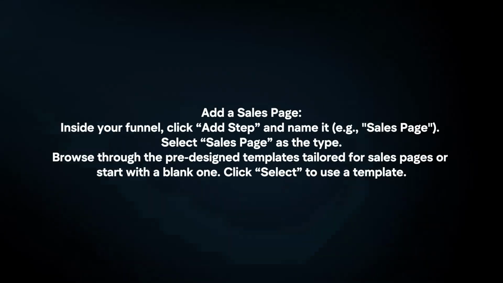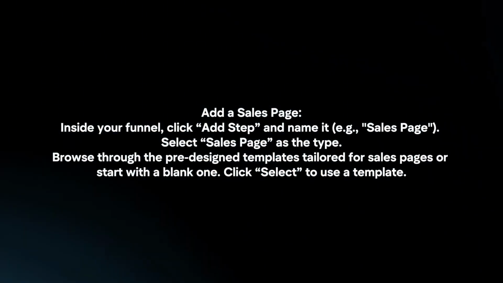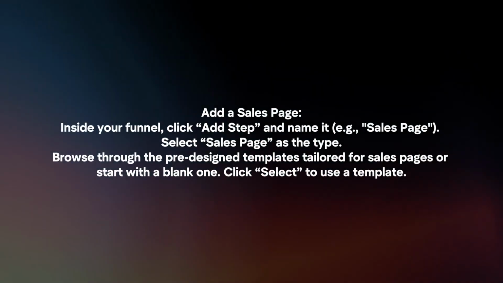Add a sales page. Inside your funnel, click Add Step and name it. Select Sales Page as the type. Browse through the pre-designed templates tailored for sales pages or start with a blank one. Click Select to use a template.